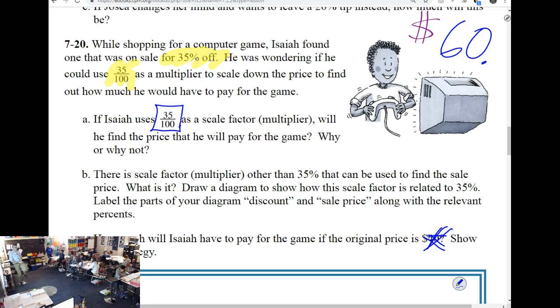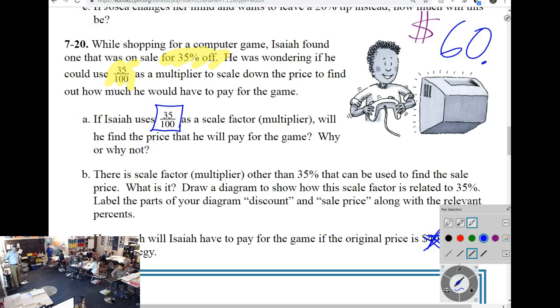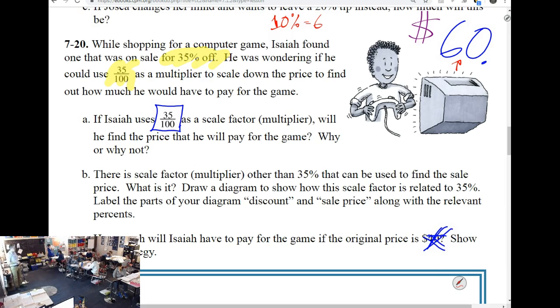So if he only multiplies by 35 over 100, he's just finding the amount off, right? Not the new price. Now, if I take the George method and first find 10%, bump the decimal over, that's $6. So every 10% is $6. What would 30% be? 18. Okay, stick that somewhere. It's a working number, either in your head or on your paper. Then what would 5% be? 3. So 21. But that's not the price of the game. That's the amount of discount.